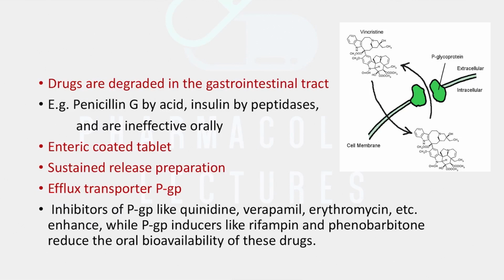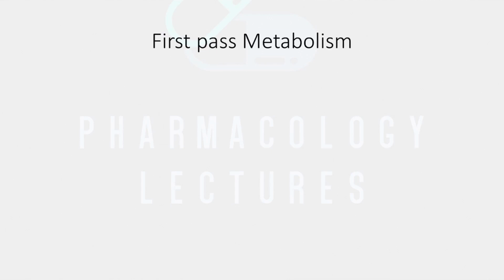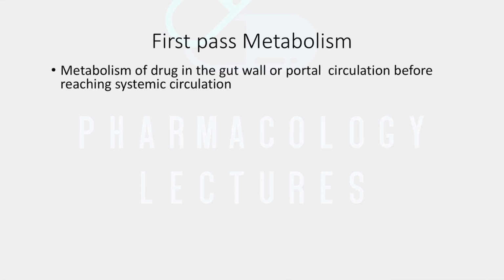There are also some juices or HCl that degrade the drug in the stomach, and for that we need to modify those drugs. There are also some pumps in the gastrointestinal tract called P glycoprotein that basically pump out the drug. Drug-drug interaction, if you are introducing two drugs, and alteration of gut flora, especially if the drug is undergoing enterohepatic circulation. So we have already discussed the different factors in a separate video which affect absorption, and those are the factors which will also affect bioavailability, because bioavailability depends on two things: absorption and first pass metabolism. So let's talk about first pass metabolism.